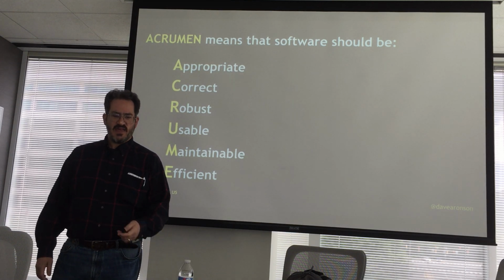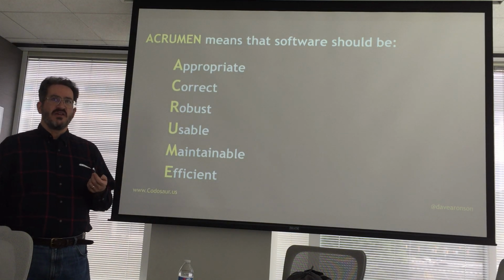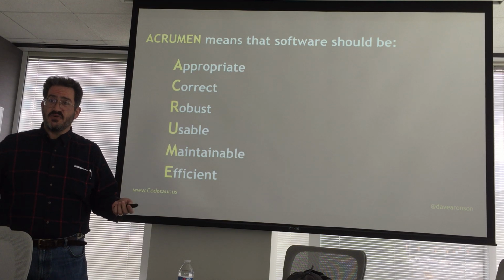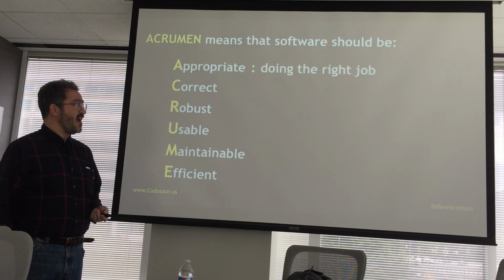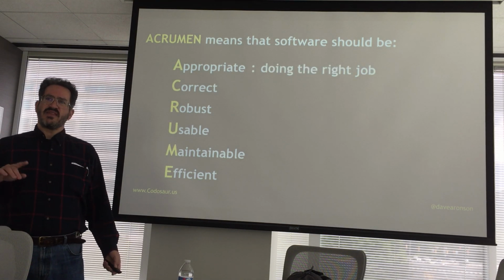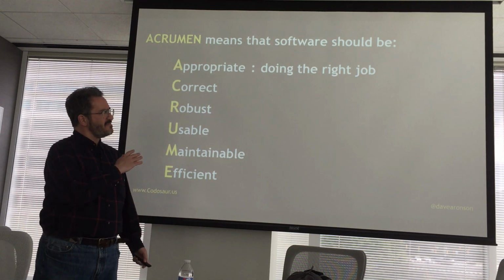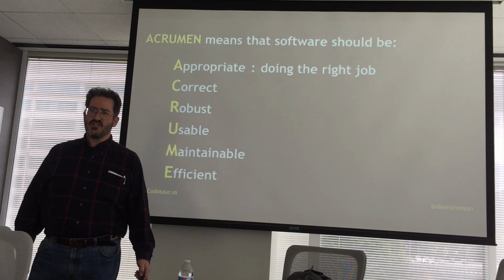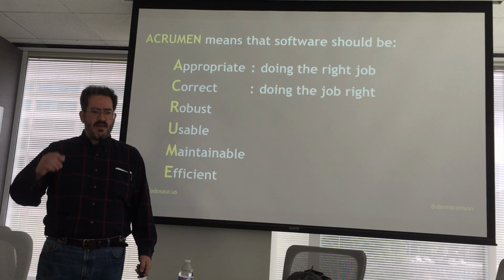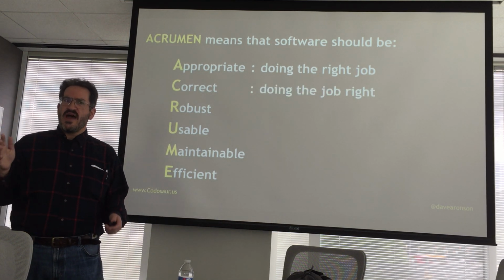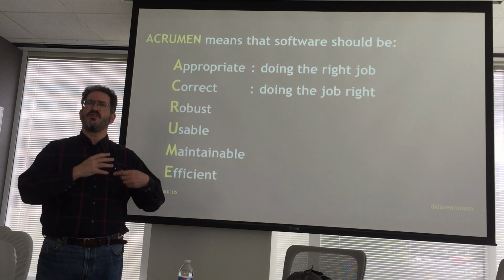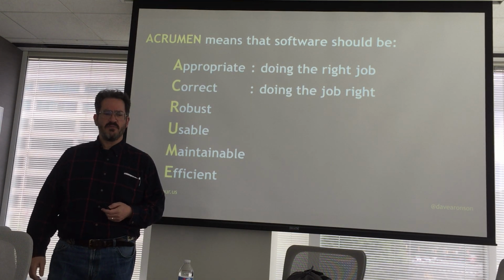First and foremost, software should be doing what the stakeholders need it to do. In other words, do the right job. And it needs to be doing that job correctly, or to make a bit of a play on words, do the job right. Then come a few aspects that are a little fuzzier, but I'm going to wrap more solid definitions around them.